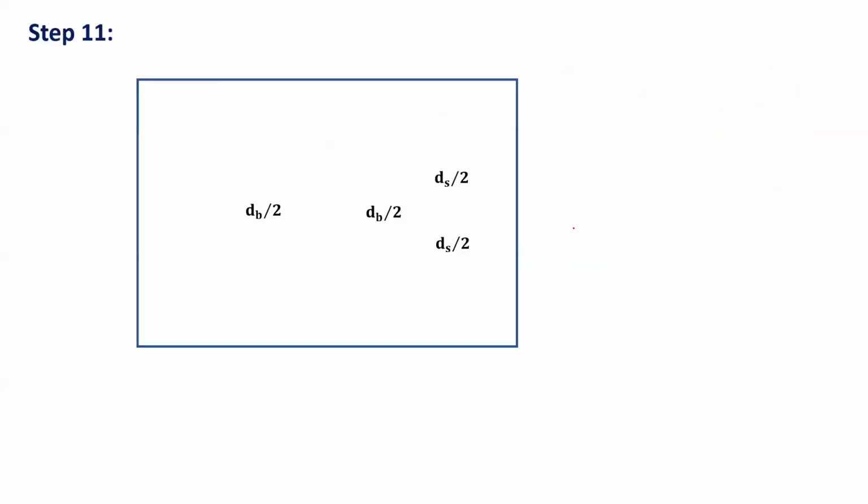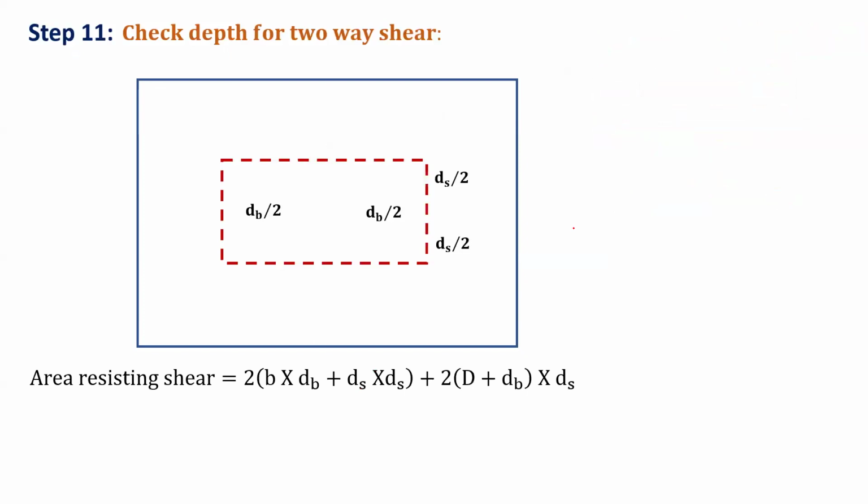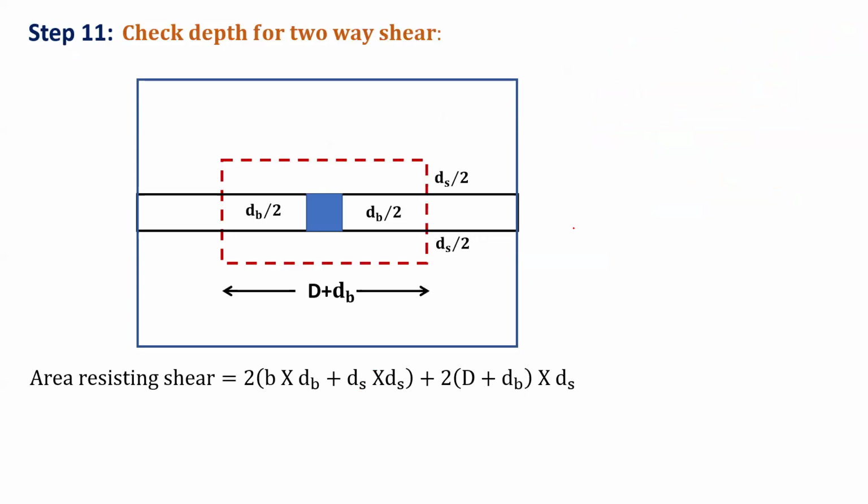So now we have next, that is check depth for two-way shear. Now this is an important one. You can see I have shown the column and its dimensions. We have D as depth of column, and we have d beyond the face of the column. So this is dB by 2, because in this region we have beam, and therefore we have taken dB by 2. And in this region we have slab, and therefore we have taken ds by 2.